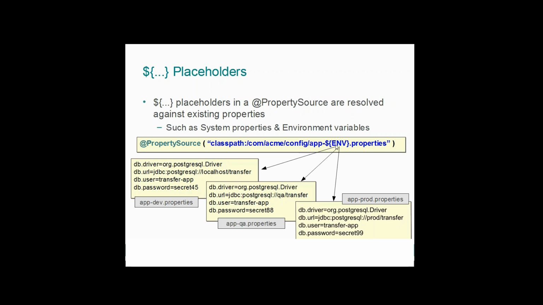So based on the environment, that specific property file will get loaded, and appropriately the driver, URL, username and password will be picked up from that property file. This will be very useful when you are dealing with multiple environments, especially since it is controlled by one environment variable, and you don't need to worry about which property file you are dealing with. Clear? Any questions here?